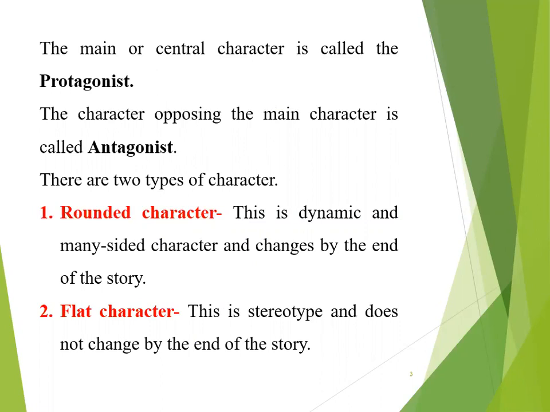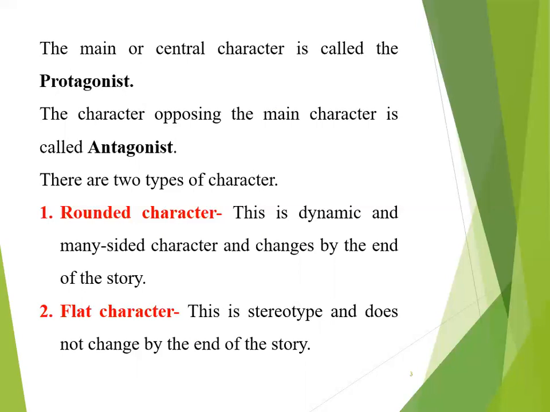Next, we shall try to understand the types of character. There are two main types of character: a rounded character, and a flat character. So what is a rounded character? This is a dynamic and many-sided character, and changes by the end of the story. Mostly the protagonist or the major characters in the story are rounded characters, because the story revolves around them, and something very important happens, and these major characters or the protagonist play a very important role in the story.